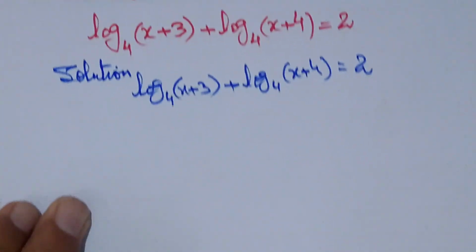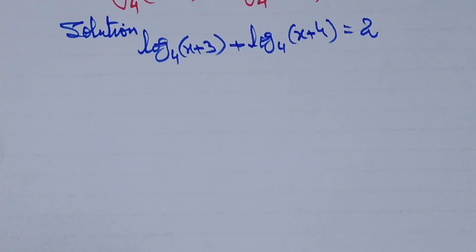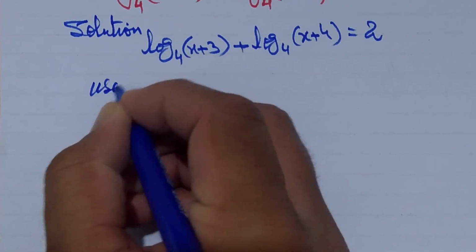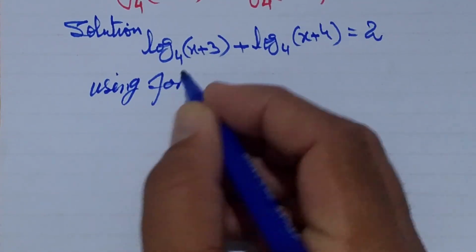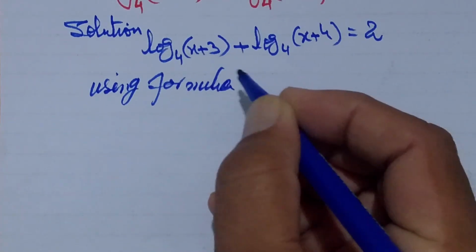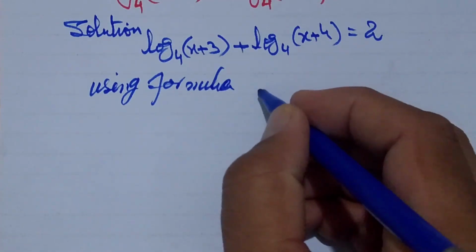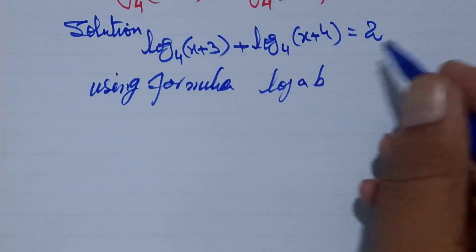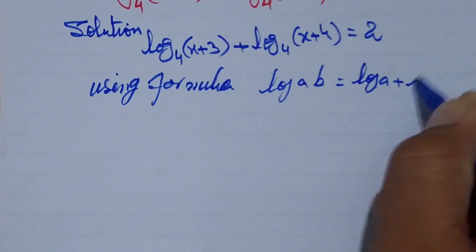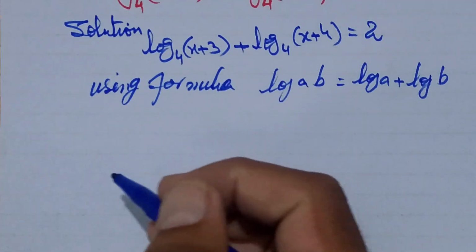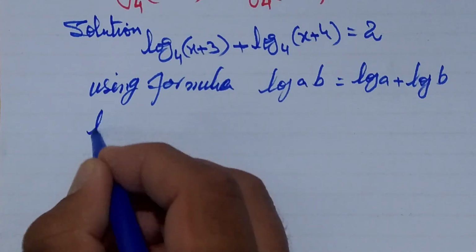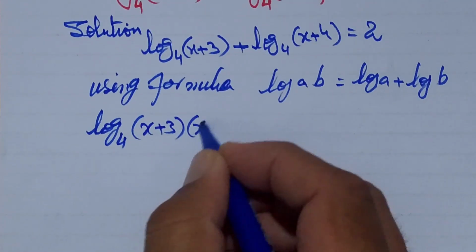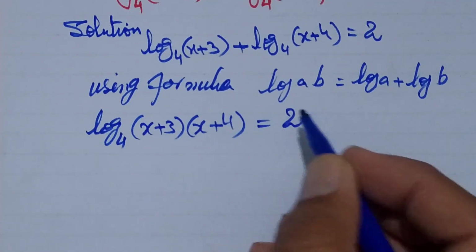Now here using the formula log a + log b = log ab. Now log((4x + 3)(x + 4)) = 2.